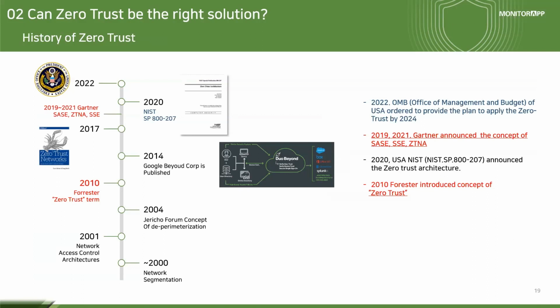And in 2022, the President's Office in the USA analyzed recent critical security incidents and concluded that if Zero Trust is applied, they can minimize the risk of negative impact from security incidents. So finally, the OMB, the Office of Management and Budget of the USA, ordered all of the offices to provide a plan to apply Zero Trust by 2024.